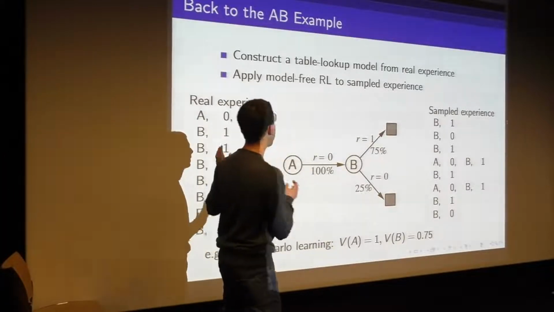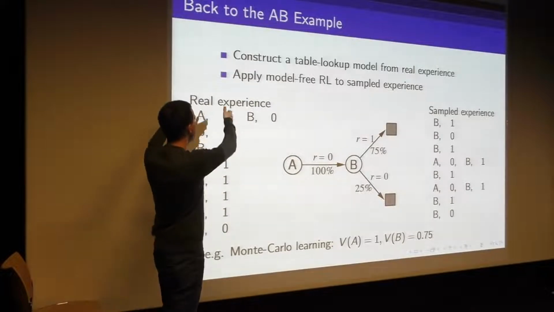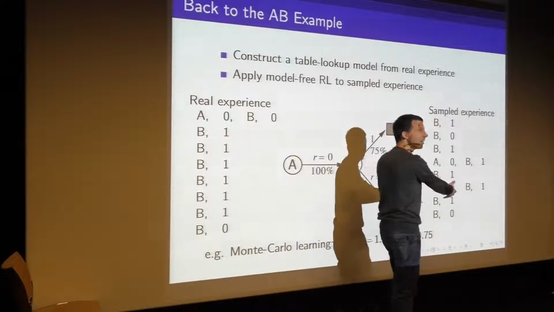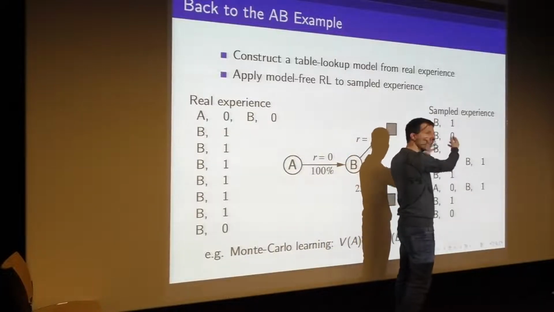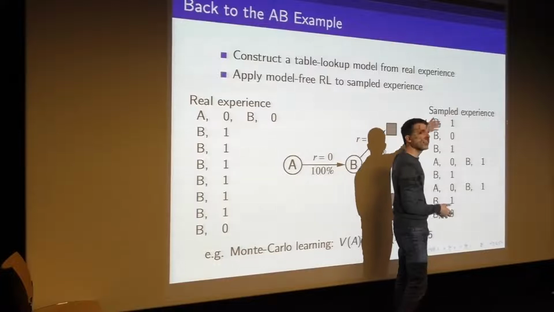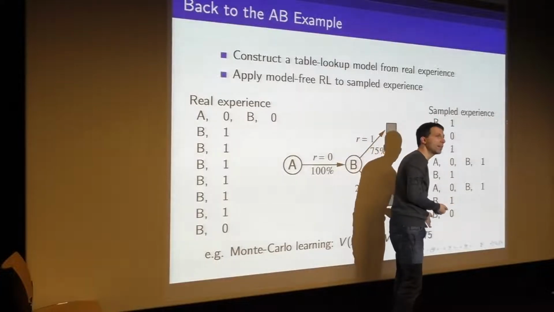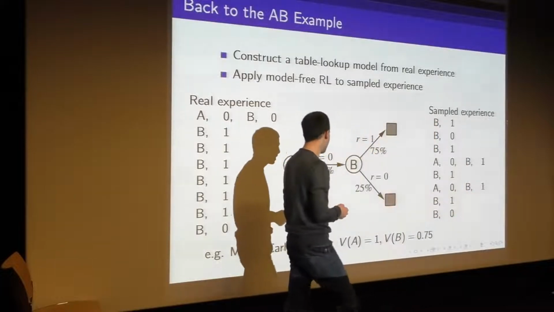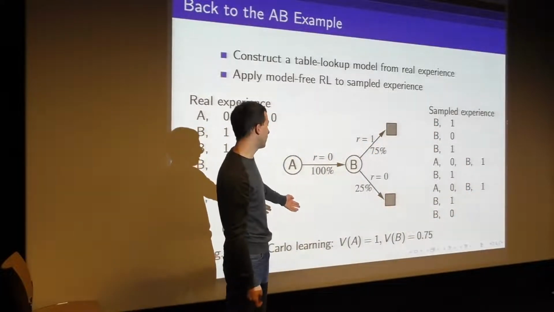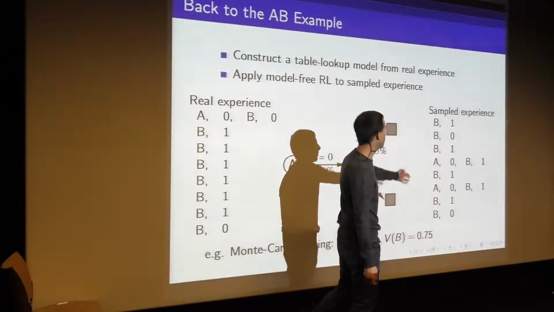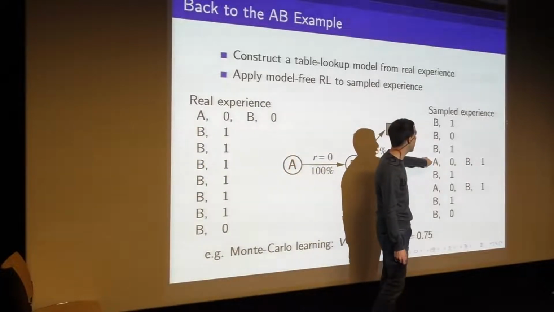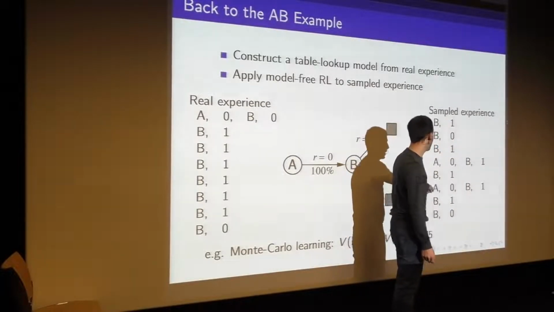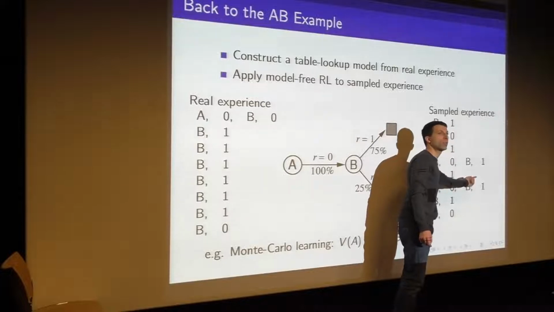So now, let's take the final step. We started with our real experience, we've built a model, we've sampled experience. Now let's do the final step, which is to learn from our sampled experience and apply, say, Monte Carlo learning to these trajectories. That's the canonical model-free reinforcement learning algorithm. If we did that, we would find the value of A: I started off in A here, I ran a trajectory and I got a return of 1. Started off in A here, ran a trajectory, I got a return of 1.